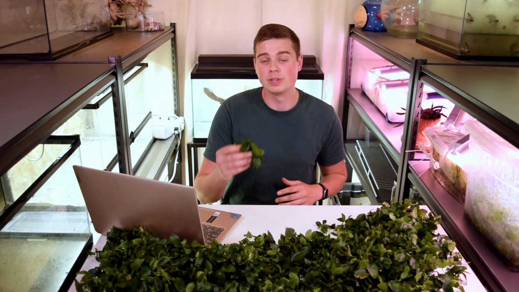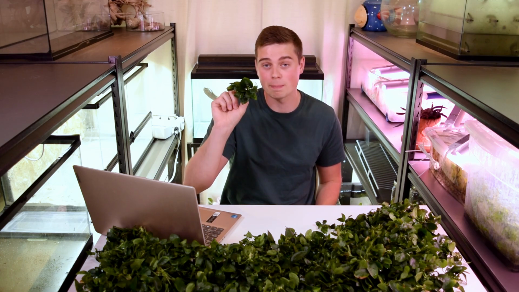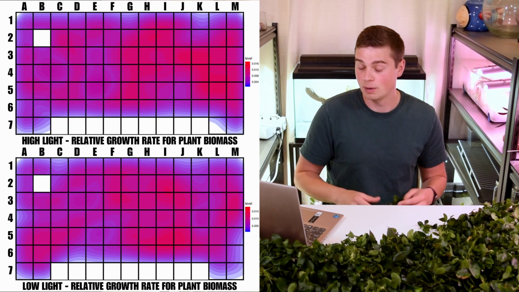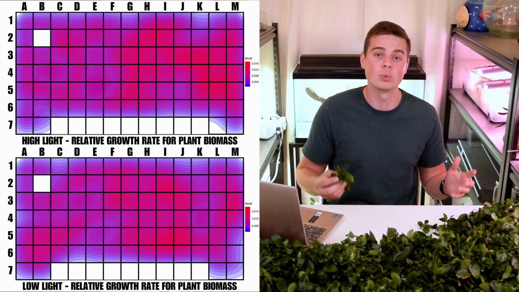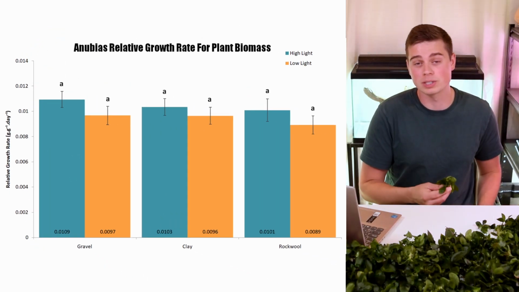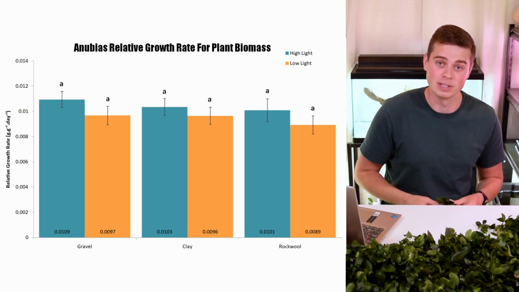And similarly to the total biomass, we can actually calculate the relative growth rate for plant biomass. And we see that the heat maps are actually pretty evenly distributed, meaning that for the most part, the plants were growing pretty evenly no matter where they were located in the tubs. Again, when comparing the averages across the 6 treatments, in this metric, we didn't get any statistically significant differences.